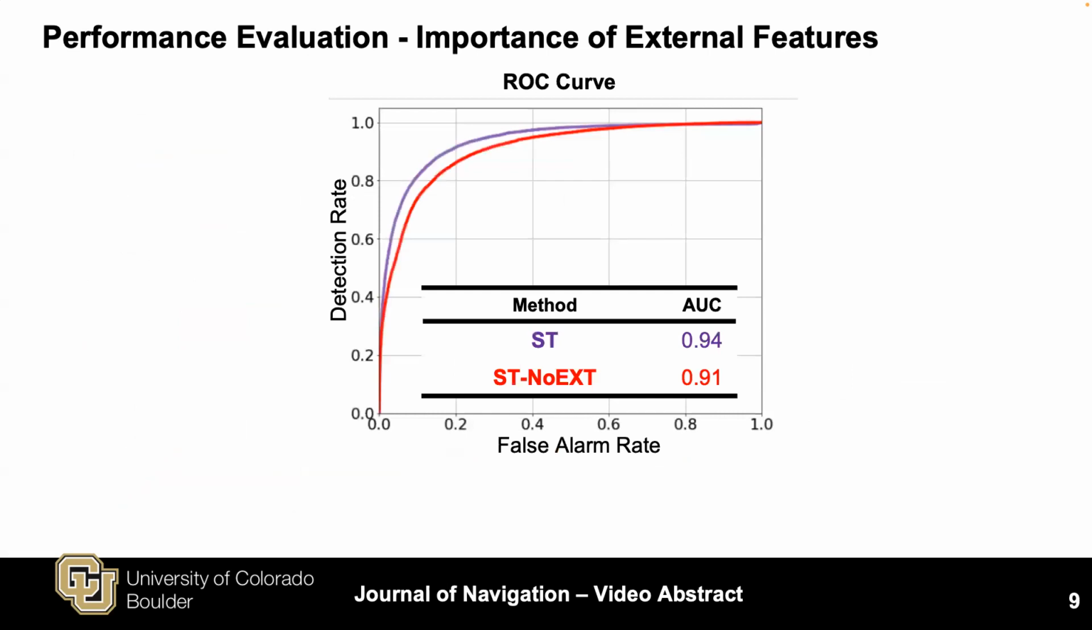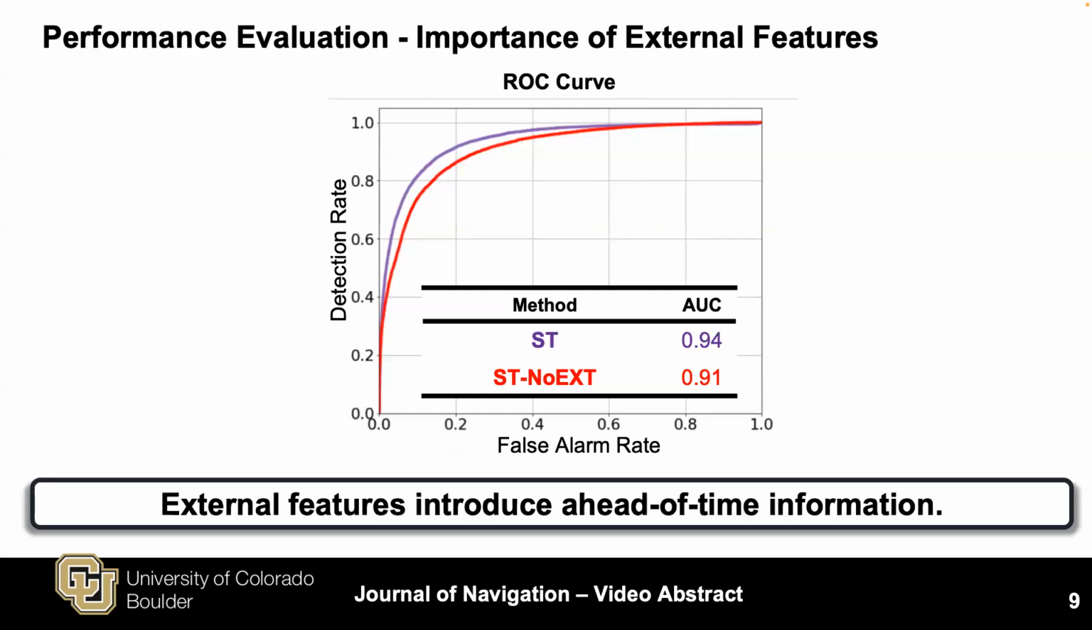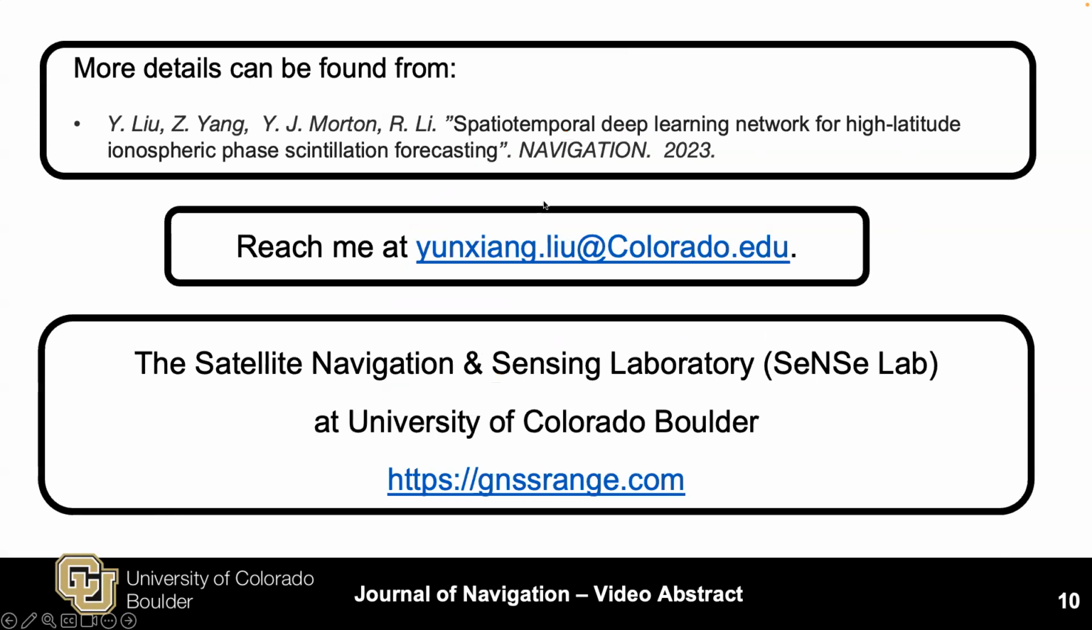Here is the performance comparison between these 2 setups. ST in purple and ST no ext in red. Clearly, we can tell from this plot that the spatiotemporal model excluding external features demonstrates a dramatic performance degradation. And this investigation demonstrates that external features are very important, which provide critical ahead-of-time information for the forecasting task. And more details of this work can be found in the journal listed here.